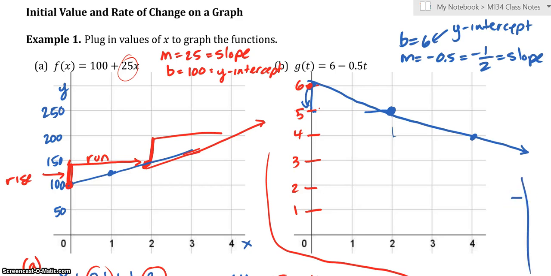That does make sense. Let's just try it here. Plug in a 0, we do get 6. Plug in a 2, for instance, that would be 6 minus 0.5 times 2, which is 6 minus 1, which is 5. So plug in a 2, I do get 5. You can see it does work.